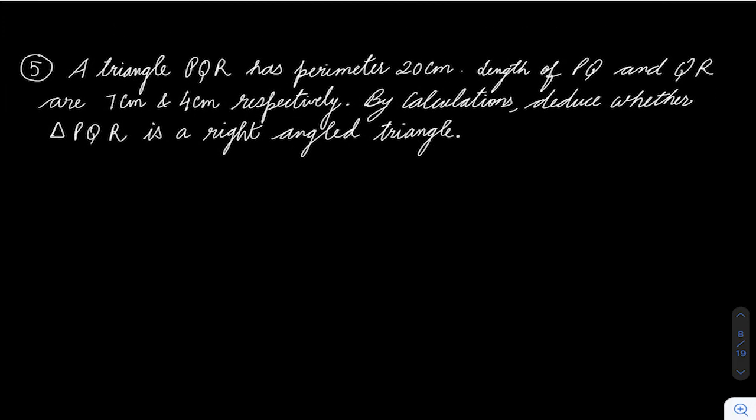So triangle PQR has perimeter 20 centimeter. Length of PQ and QR are 7 and 4 centimeter respectively. Okay. So by calculations, deduce whether triangle PQR is a right angle triangle.